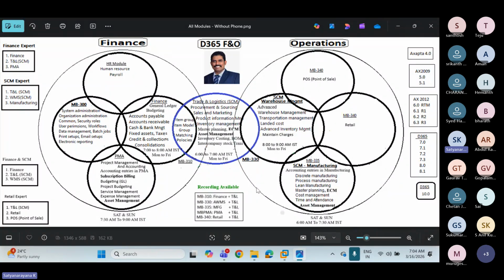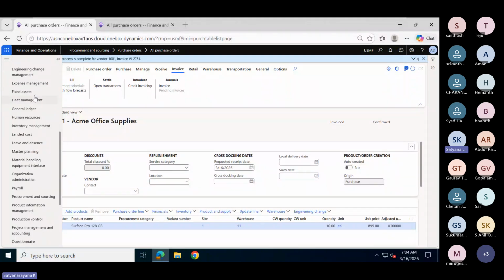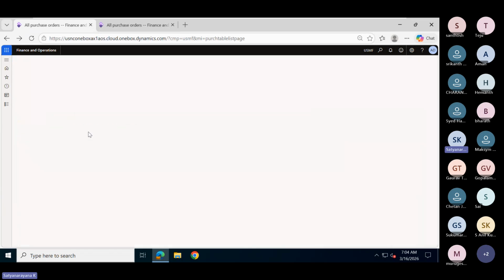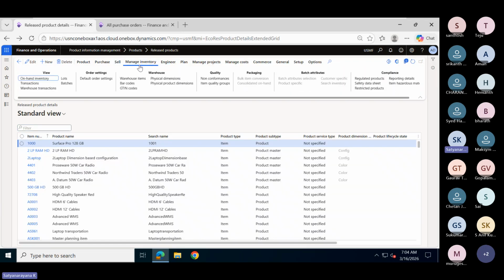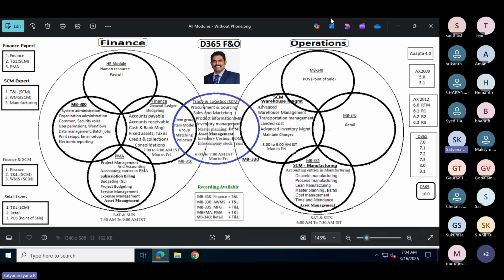In the item master, if you go to released products, I'm showing you product information management, released products. If you go to manage inventory, on-hand inventory, and click on search, you can see what is going on inside. Usually no trainer will teach you these fields, but I'm going to teach you all these things. Is your question clear? Yes, Satya. Perfect, thank you. Welcome. I have given the clarification.